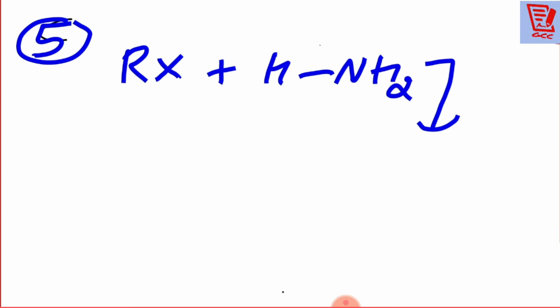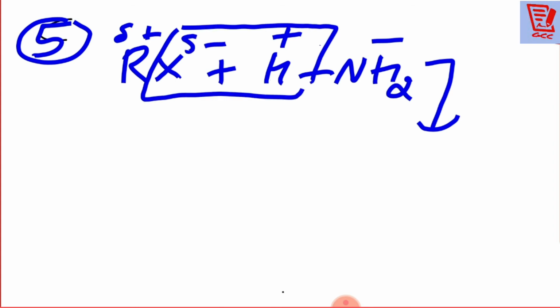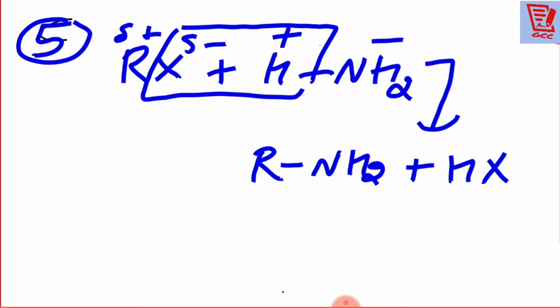Then what to do here in this case? Just remember, H is positive, NH2 is negative. Here R is positive, X is negative. So HX will be removed. So what is left there? R NH2 plus HX. Is that clear? Like this way only we are forming it. But just remember one thing.